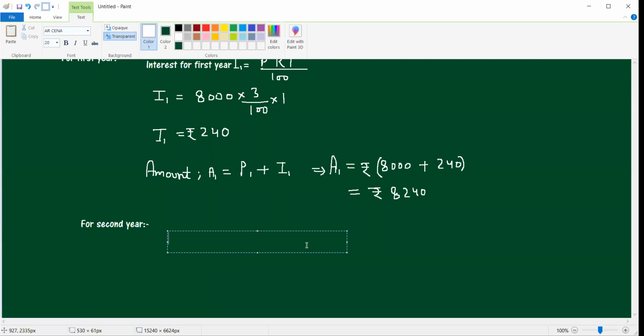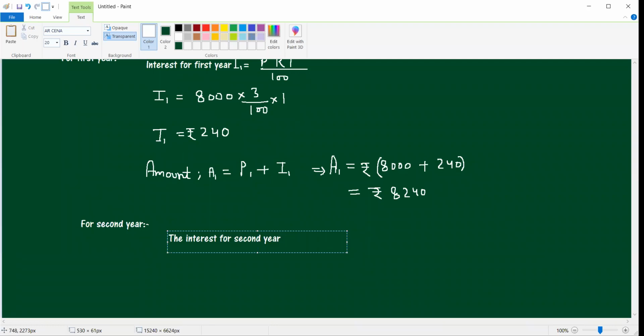Now see, this is the part we are asked about in the question: the interest we earned for the second year. So the interest earned in second year. For second year, simply interest for second year, as it is asked in the question, we will follow that.